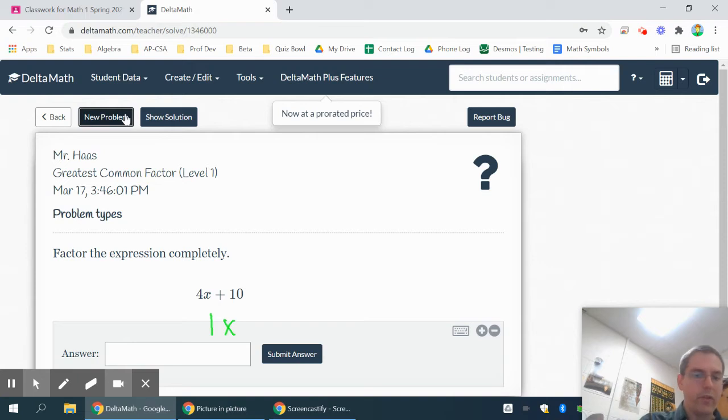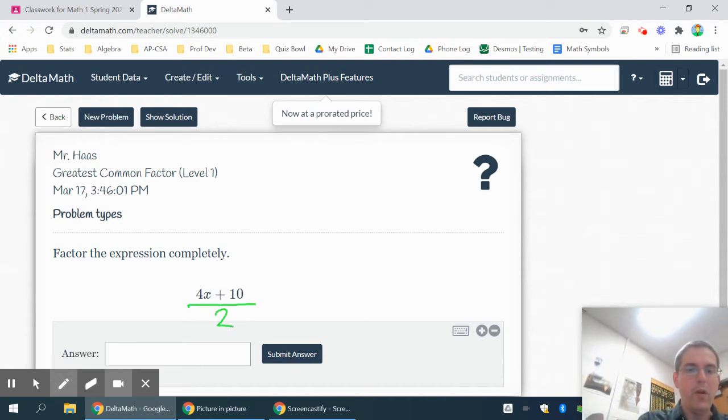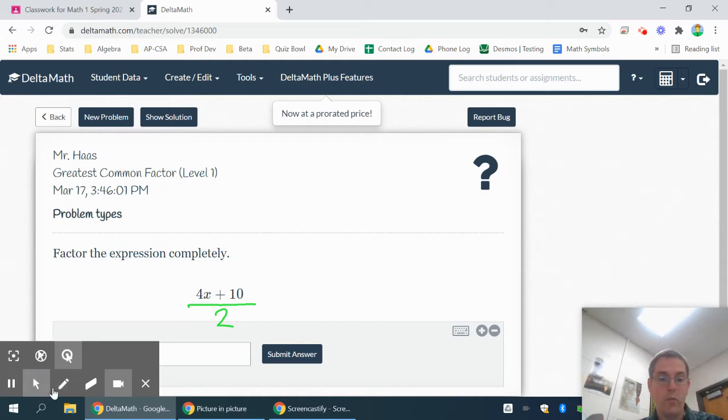On this one, you might want to try to divide out a number. The biggest number that'll divide into 4 and 10 is 2. By the way, the number you divide out is never going to be any larger than 4, but in this case 4 won't divide evenly into 10.